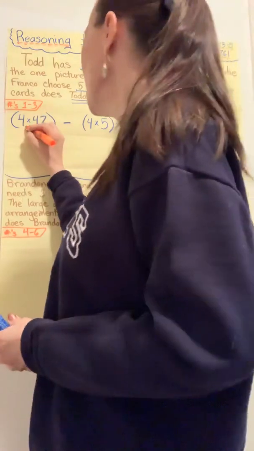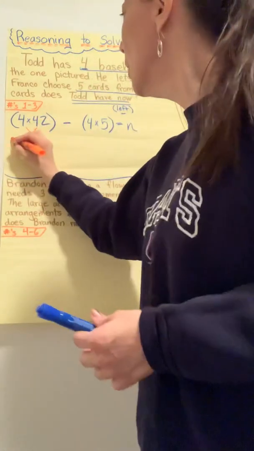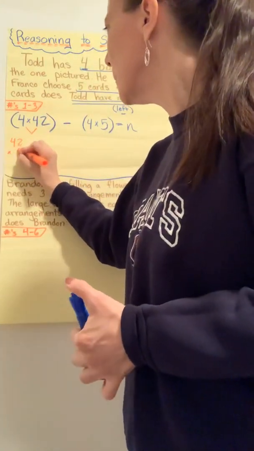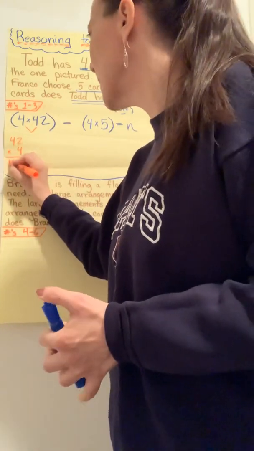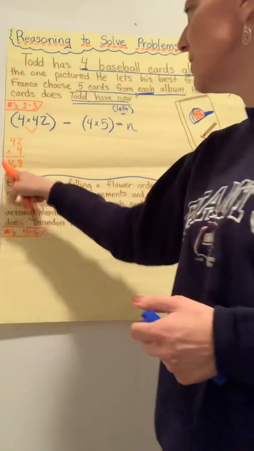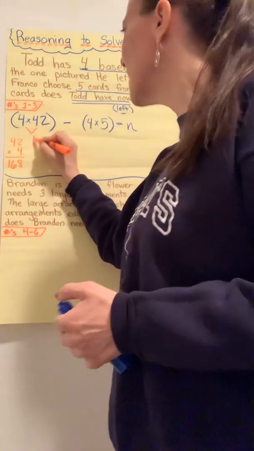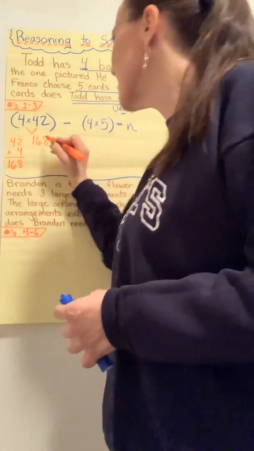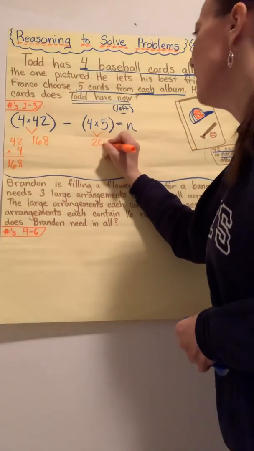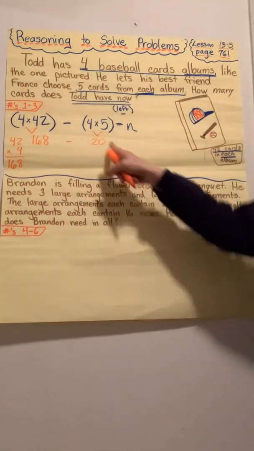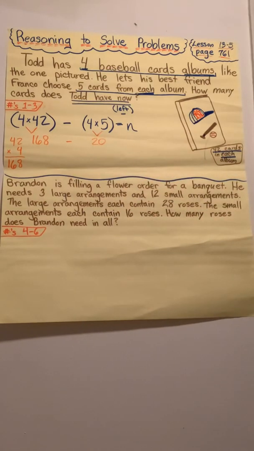Okay, but now I'm going to do each step in order. 42 times 4. I have 4 times 2 is 8. And 4 times 4 is 16, so 168. Todd started with 168 cards. Okay. Obviously, 5 times 4 is a fact. I don't need to calculate anything there. He's giving Franco 20 of them.